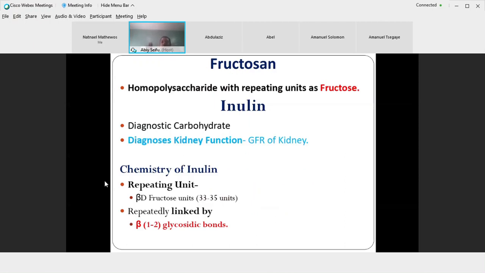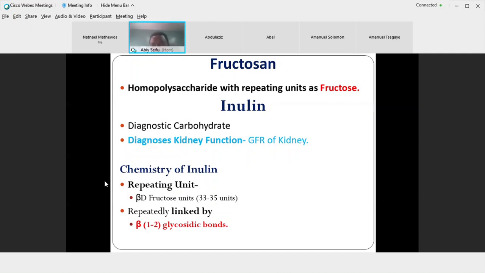Fructosan is nothing but it is a homopolysaccharide which is exclusively made from what? More than 10 repeating units of fructose. The best example here is inulin. Okay, inulin is named as diagnostic carbohydrate, or inulin is useful as part of kidney function test. In our country, nowadays, kidney failure is increasing.